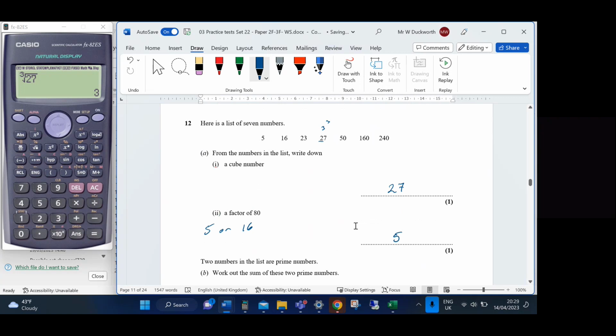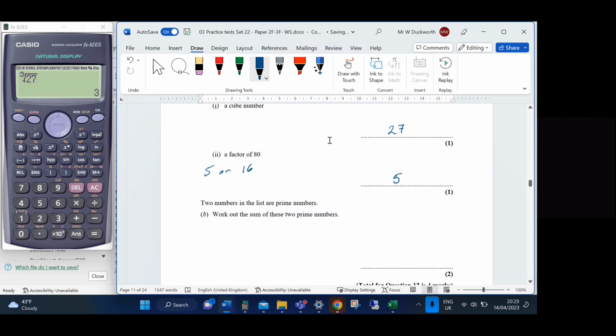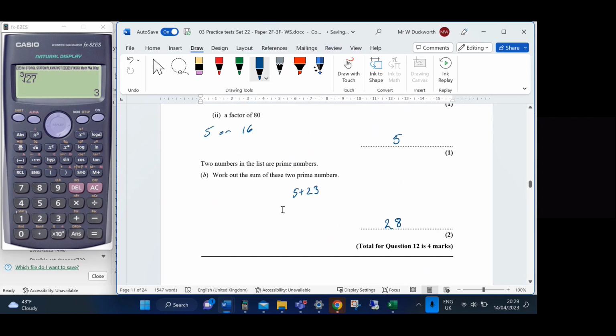So we need to identify the prime numbers. Your method for identifying these is kind of up to you. We've already identified that one can't be a prime number. I've crossed out all of the non-prime numbers. So that just leaves me those 2. So work out the sum of the 2 prime numbers. So 5 plus 23 is going to be 28. And that's it for that page.